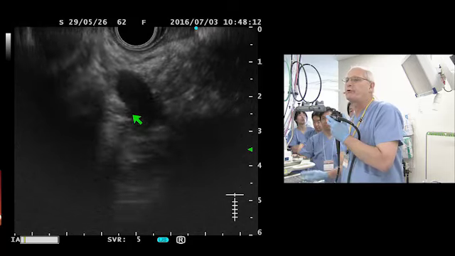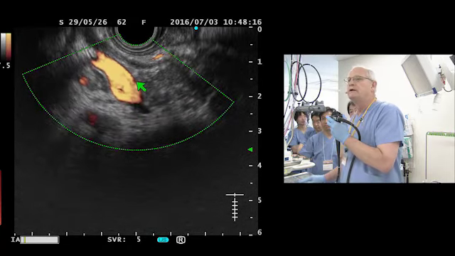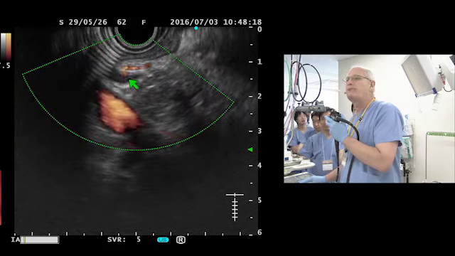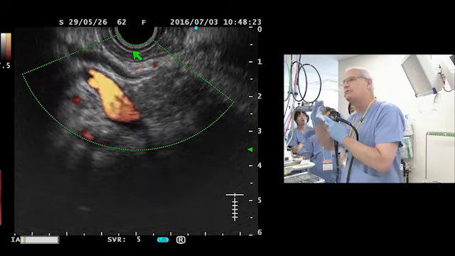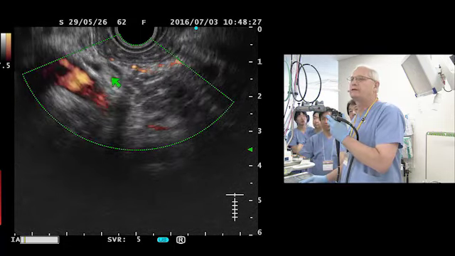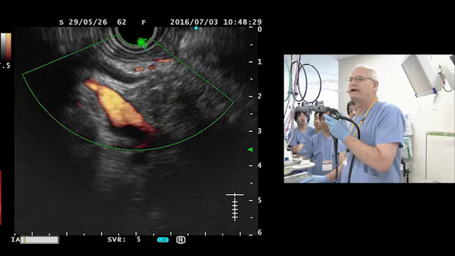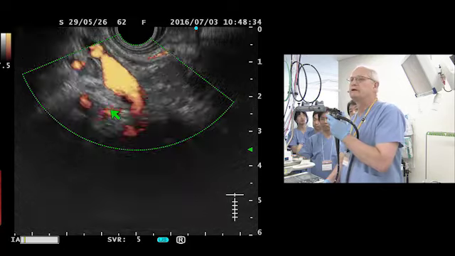So here is the portal vein. We can put flow on it if you wish. But between the portal vein and the transducer, from the apical position, always will be the bile duct. So here is the bile duct, okay? Between the portal vein and the transducer when you're in the apical position.